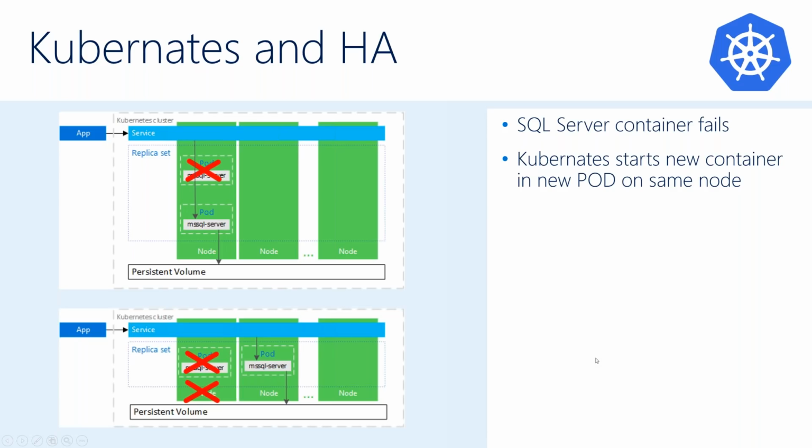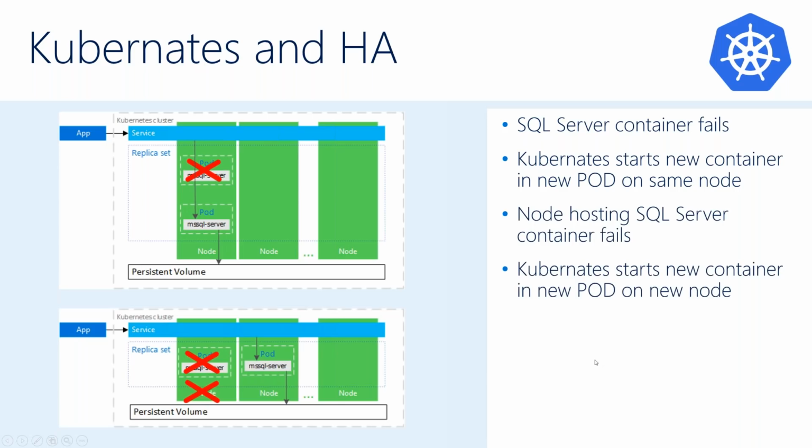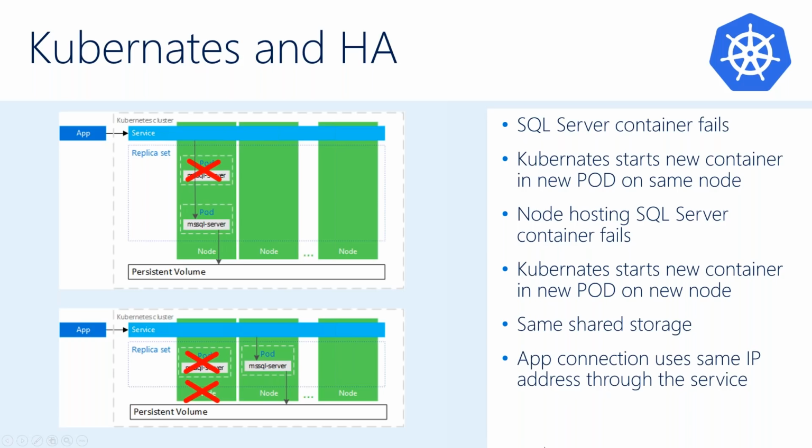But if the node hosting this has a problem and the SQL Server container would now fail, Kubernetes will start up a brand new container in a new pod on a new node, all automatically once you register yourself in the Kubernetes cluster. So it's the same shared storage of the database. The database is the same. It's just SQL restarting to access that database, pretty similar to a failover clustering environment, except there's not a SQL Server waiting around.